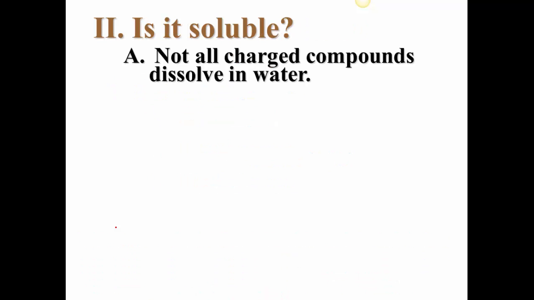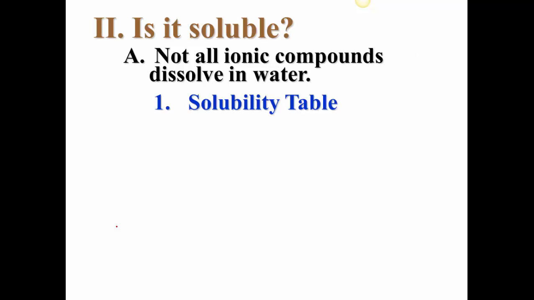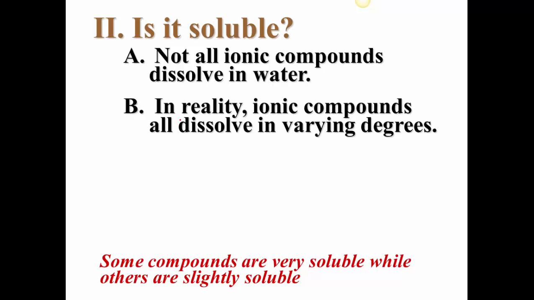So is it soluble? Not all charged compounds or ions can dissolve in water. So we have our solubility tables, and we also have some rules that go along with this. In reality, ionic compounds all dissolve to various degrees. You might have one that dissolves 50%, one that might be 5%, one that's 100% dissolved. So they do vary in how much they dissolve, but we're looking at completely dissolving them. We'll look at the table here in a second.